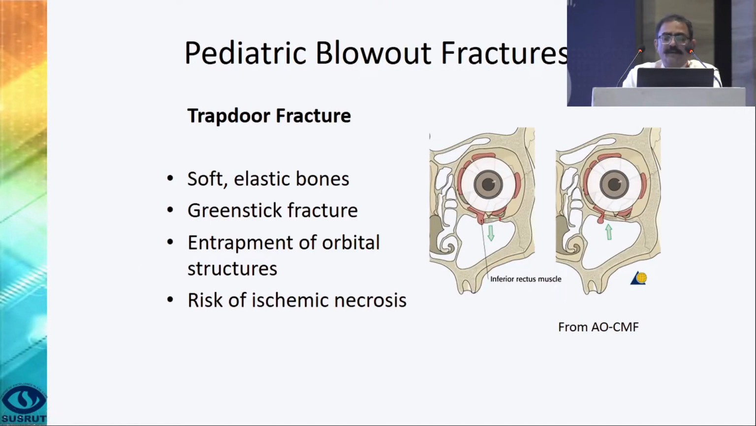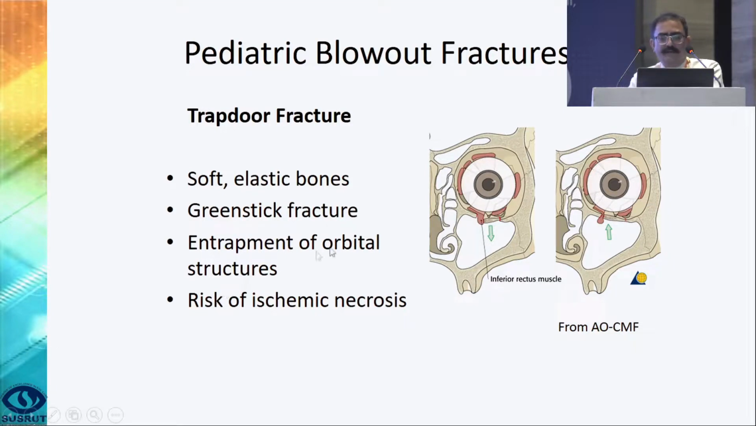Okay, what is different? Again, we talked about the anatomical aspects. The other is the children have soft elastic bones, okay, unlike the brittle bones that adults have. So here what happens is you get the initial impact, you get a crack, a linear fracture, some orbital content may go into the maxillary sinus and then get entrapped there. So it closes. Okay, it snaps back.